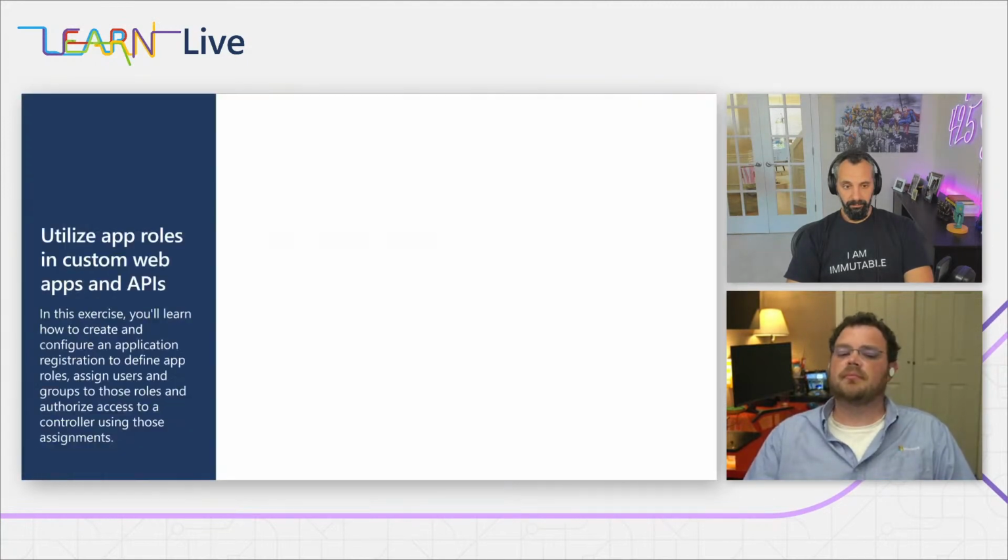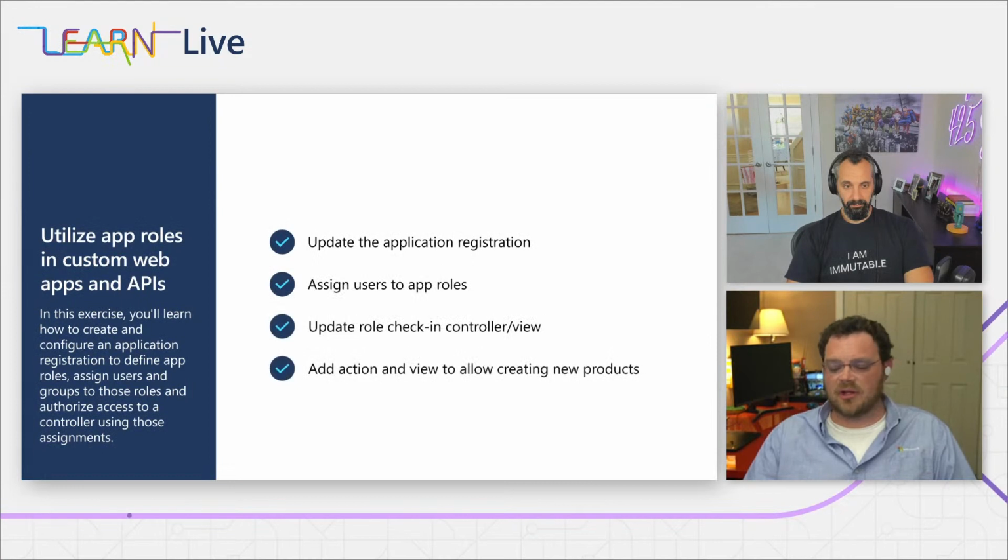So let's go take a look at a demo. We're going to go modify our app reg to add some app roles. We'll assign some users to it. We're going to update our code, and then let's go take a look and see if I get the new stuff that I need, right?